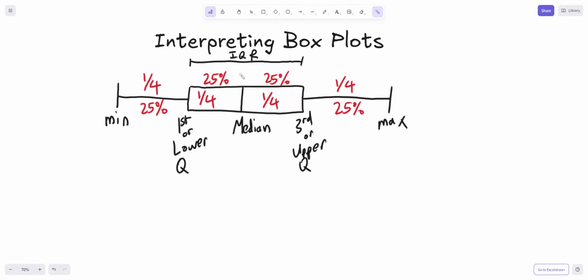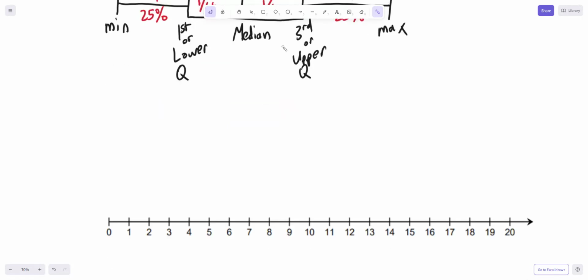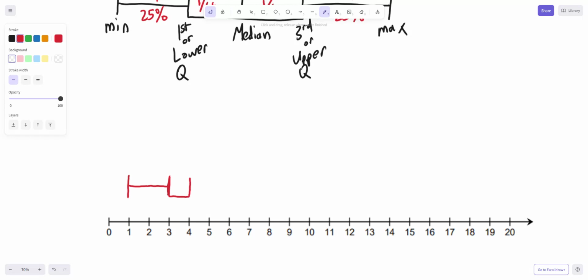Okay, now I'm going to try to trick you a bit. So if I draw a box plot like this, let's see. Let's have the minimum at 1, the first quartile at 3, the median at 4, and the third quartile at 6. The maximum is at 20.